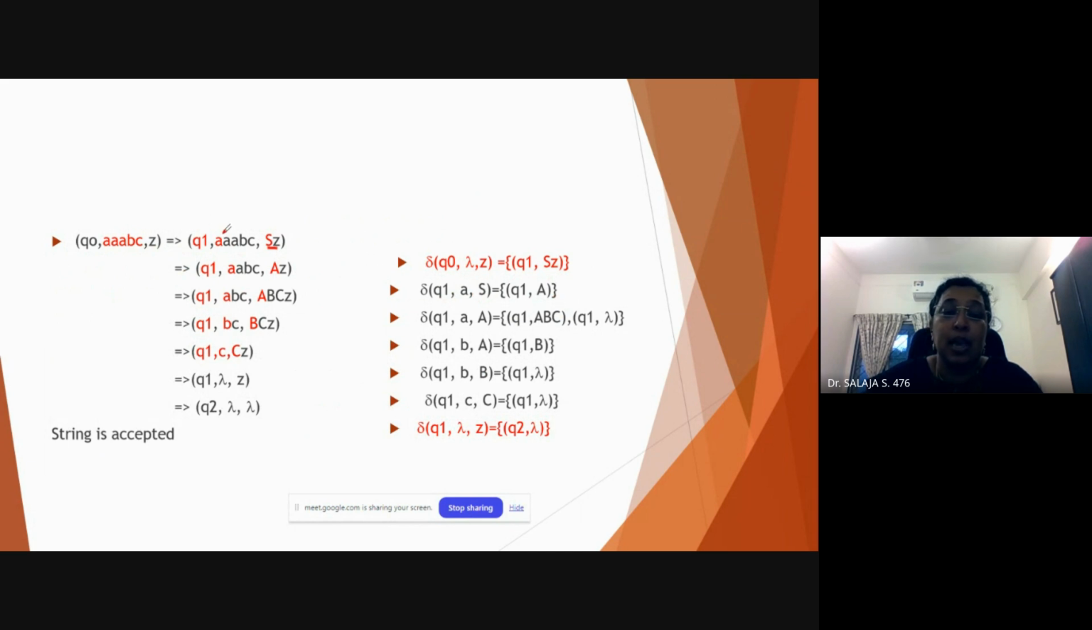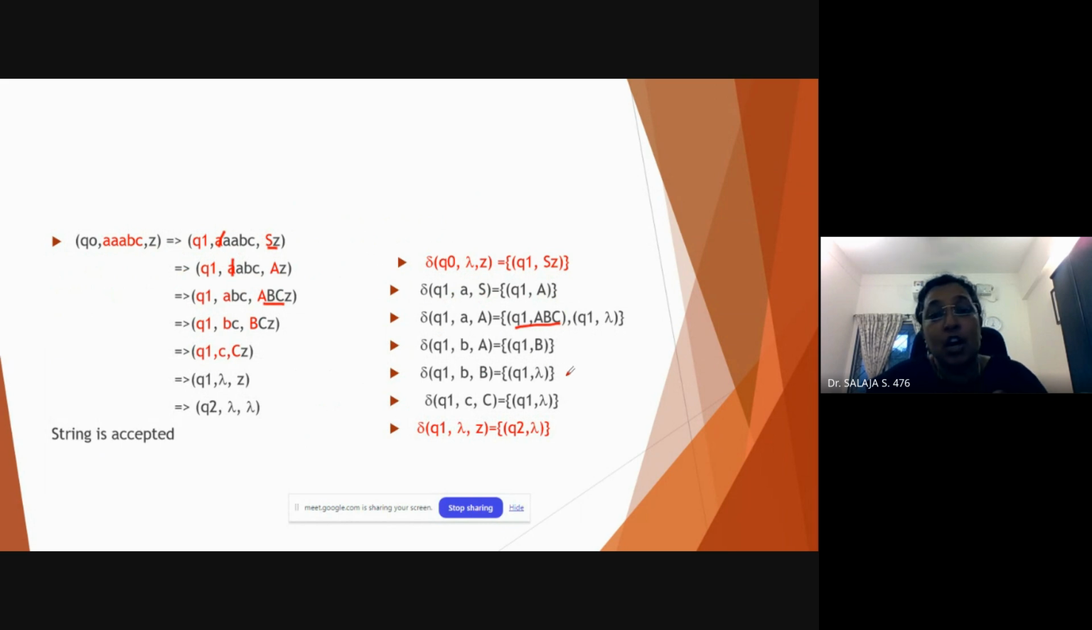So this a has been already read, so we are not retaining it. We are retaining only the rest of the four input characters. The S is being converted to A. In the next case, it is Q1, a, A. We'll go for the first option, and this capital A is replaced by ABC. Since I have read the second a, the rest remains.